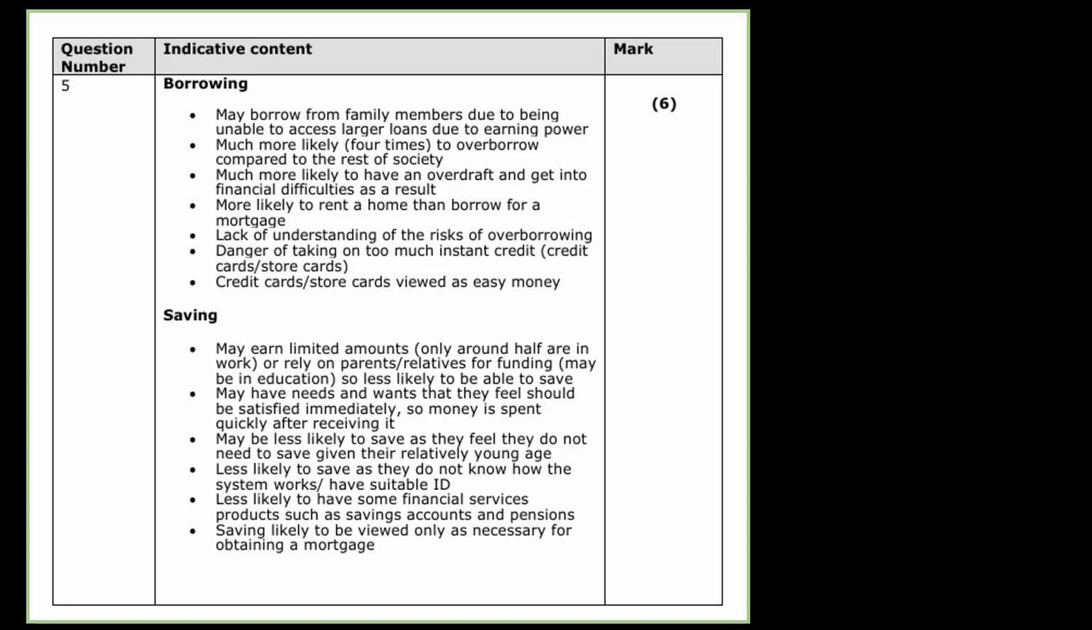So here's the answers for you. Quite a few there on the borrowing side of things, quite a few on the saving points of view. Only worth 6 marks, so just need to get some of it down, maybe 3 from each perhaps. Let's just pick one out at random from the borrowing. More likely to rent a home than to borrow for a mortgage. Yep, could be a good indication there on the borrowing front. Saving, less likely to save as they do not know how the system works. Okay, that could be another explanation. It's in the mark scheme. If yours got that down, then award yourself some marks as well. Hope you did well on that.